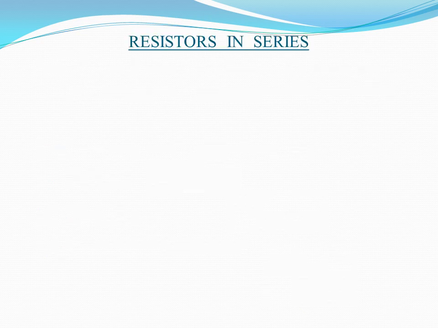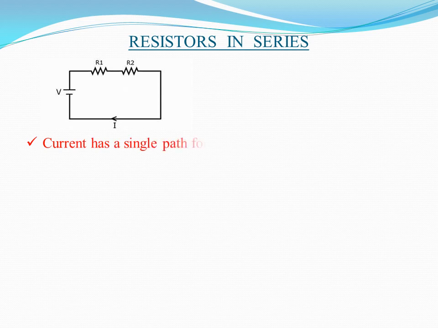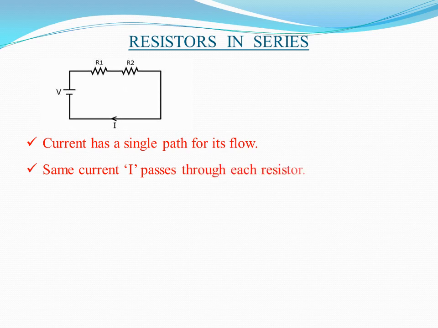Resistors in series. In this circuit diagram, we have a battery and two resistors R1 and R2 connected in series. The current I flows from the positive terminal of the battery. It passes through R1 and R2 and reaches the negative terminal of the battery. So current has a single path for its flow, and the same current I passes through each resistor.